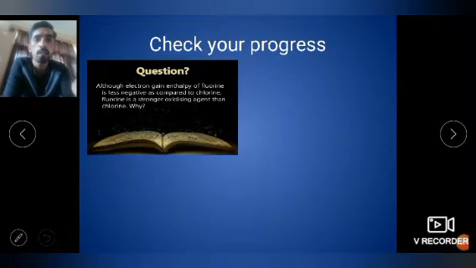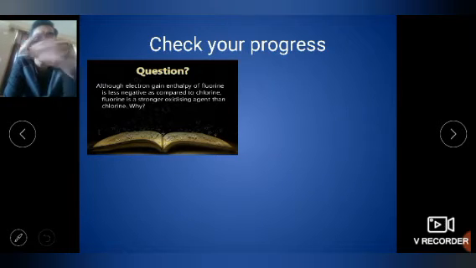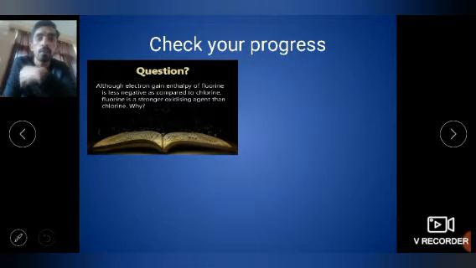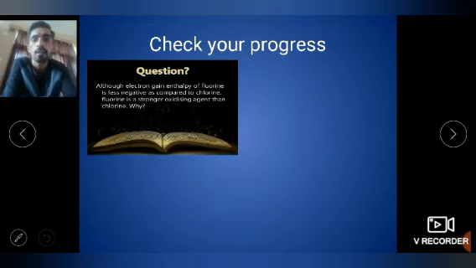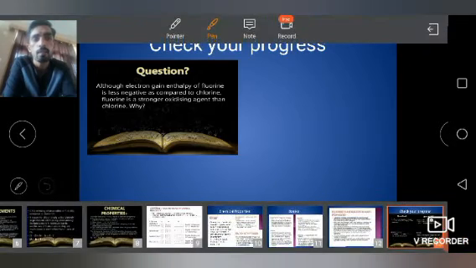Now check your progress. Although the electron gain enthalpy of fluorine is less negative as compared to chlorine, why is fluorine a stronger oxidizing agent than chlorine? Now think for a count of 10, I am giving you time. Just think why, although the electron gain enthalpy of fluorine is less than chlorine, fluorine is a stronger oxidizing agent than chlorine. I think you have thought, and you can check your answer.